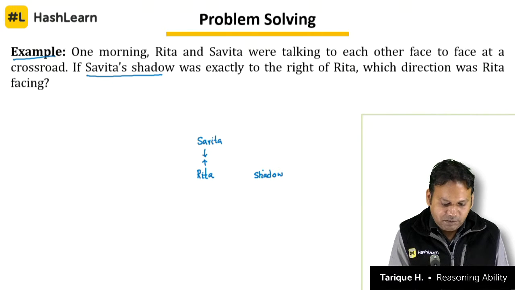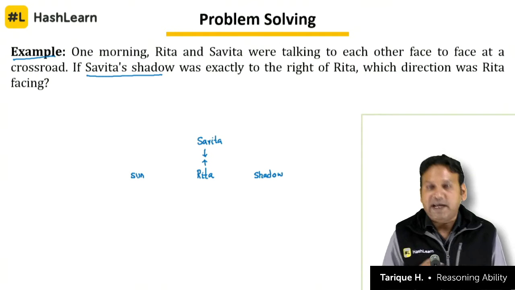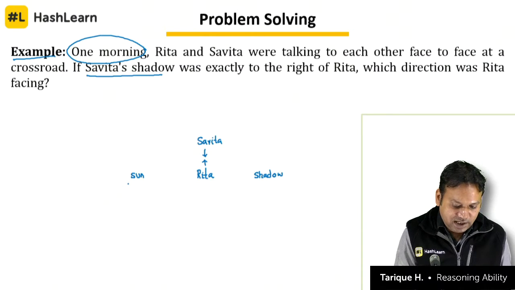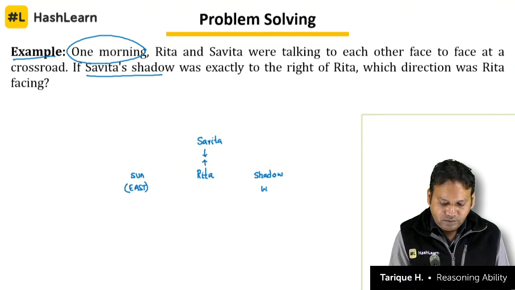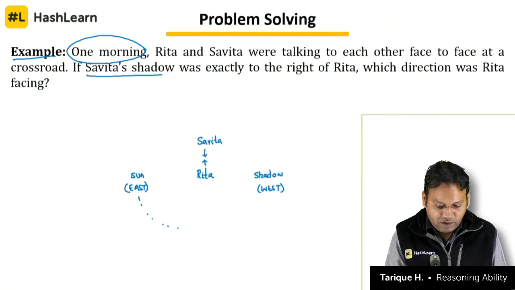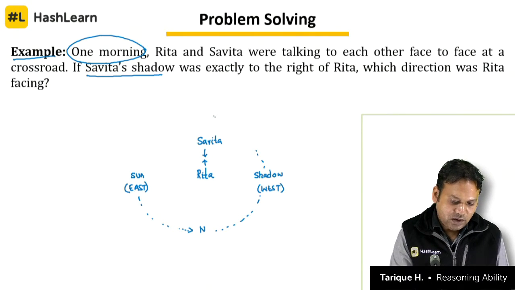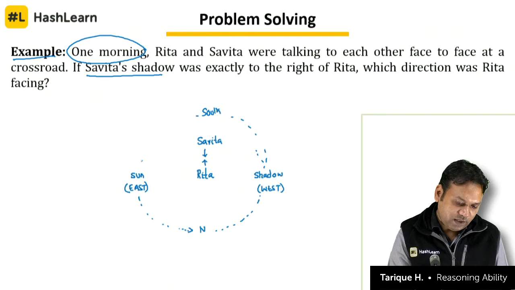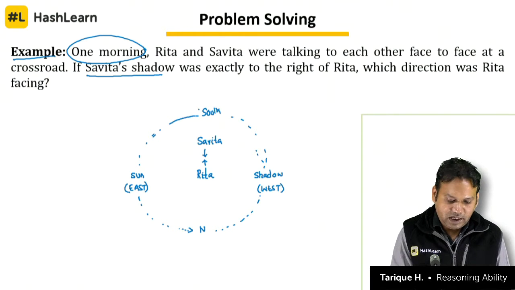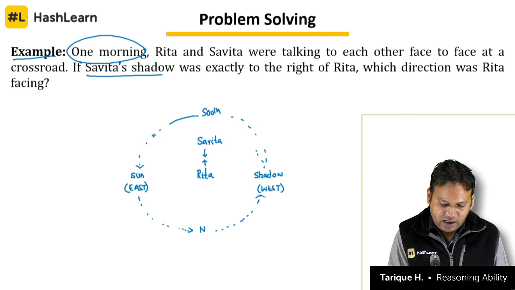If the shadow is this side, that means the sun must be on this side, because the shadow is always in the opposite direction of the sun. And what is the time? Time is morning, that means this direction is east, this direction is west. Now from east, when we go anti-clockwise, in the change of direction concept I taught you, from east we get north, from north we get west, and from west we get south. So this is south, and from south we get east. So this is your circle of directions. Just to understand, you don't have to draw this in the examination, just to understand how this all works.